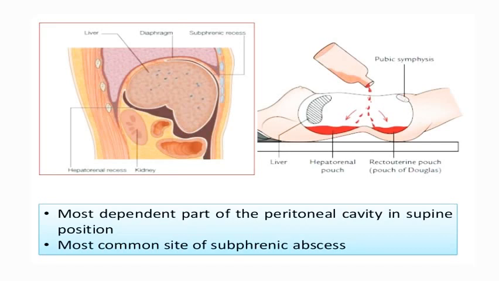So if the pus is getting collected in the recto-uterine pouch of Douglas, there are two ways of draining it. You need not enter into the pelvic cavity, as it is in between the rectum and uterus. So there are two ways of draining it. You can go through the anal canal, or you can reach it by passing through the vagina.